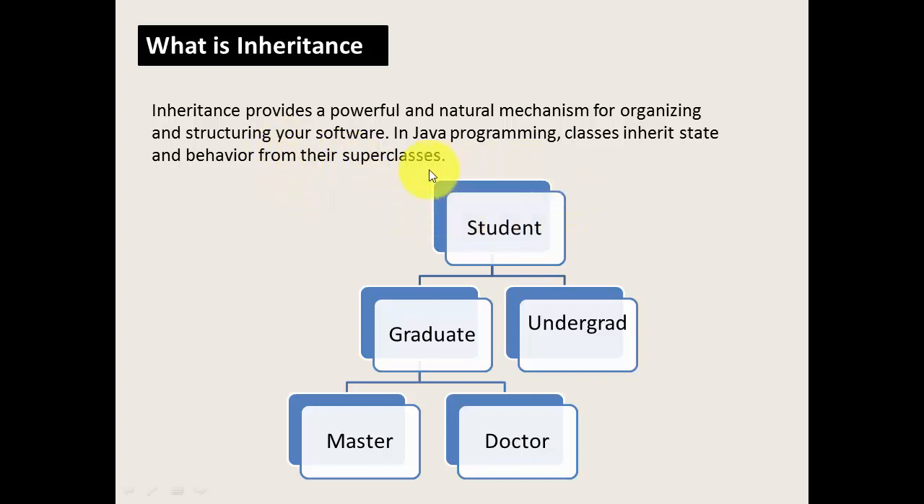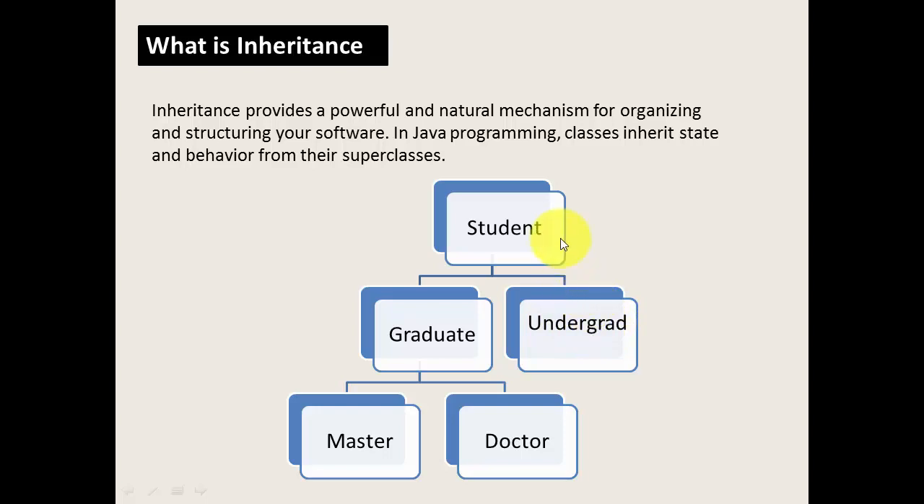Let's say in this diagram, this is the hierarchy of object inheritance. Let's say we defined an object for the student. In the student management system, we may manage graduate students and undergraduate students, and under graduate students we will have master's and doctor's students. And under undergrad students, we may add pre-undergrad or some lower degree.